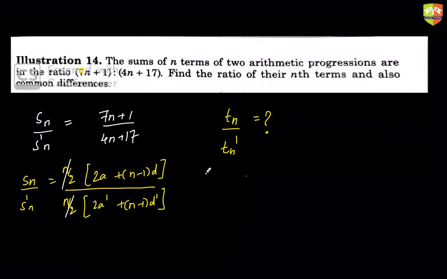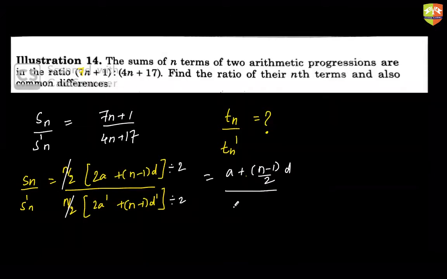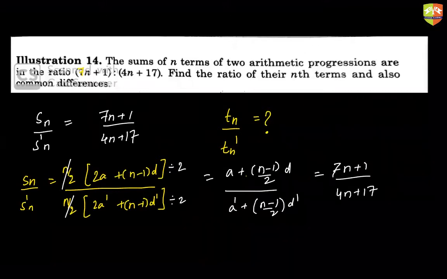Let's remove the factors of n by 2, and let's divide by 2 also. Let's divide this by 2, this by 2. So you get a plus n minus 1 by 2d by a dash plus n minus 1 by 2d dash. Correct? So this is given to us as 7n plus 1 by 4n plus 17. Correct? Now let us say, since there is a clash of the name of the terms, let me call it as, let's say I want to find mth term, the ratio of their mth terms.